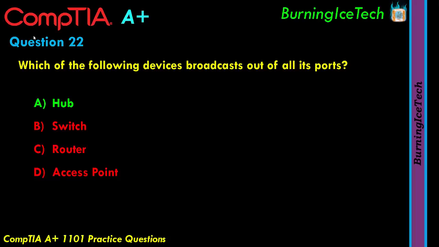A switch visually looks very much the same as a hub, except a switch sends the information to the device it was intended for. So if my device sends something to your device on a network, it would go only to your device.